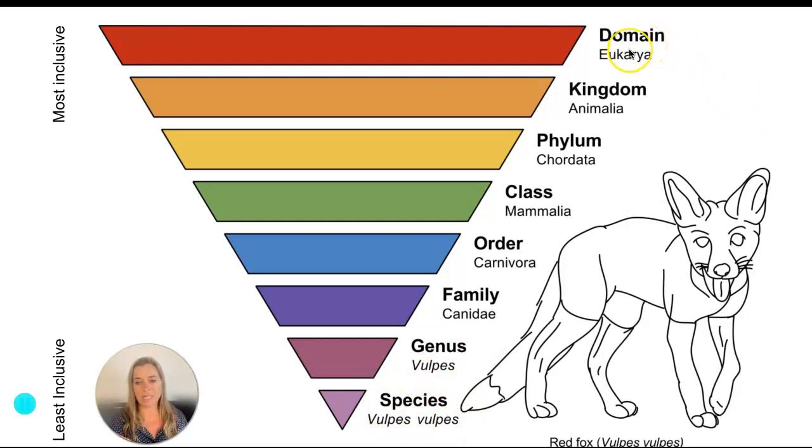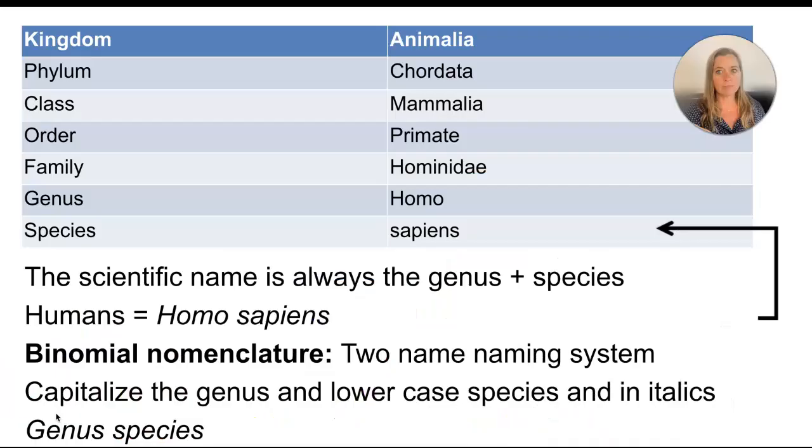Domain. Remember I said there was 3 domains? There was eubacteria, archaeobacteria, and eukarya. Then there's kingdoms, phylums, class, order. In this case, we have Carnivora, Canidae, Vulpes, and then the species name is also vulpes. So its scientific name would be Vulpes vulpes, or a red fox would be its common name.